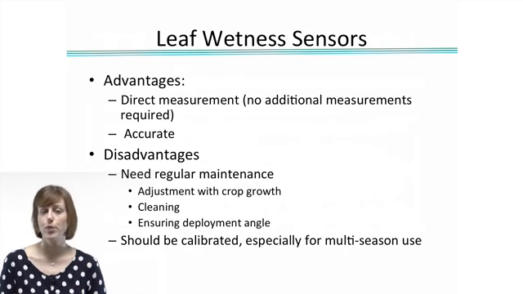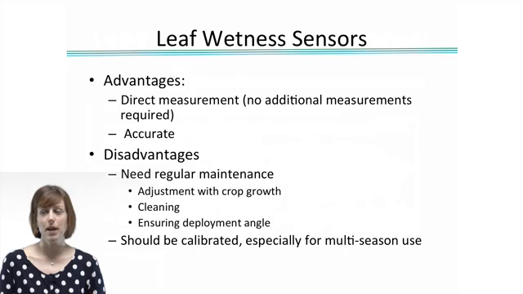with crop growth. As we showed, dew formation, the profile, changes within the canopy. During high peaks of canopy growth, we do need to adjust the sensors to make sure that they're maintained. If we're deploying a sensor at 2/3 canopy height, it stays at 2/3 canopy height throughout the season.